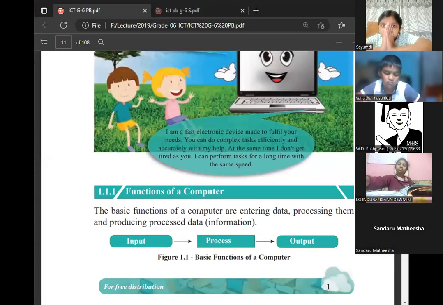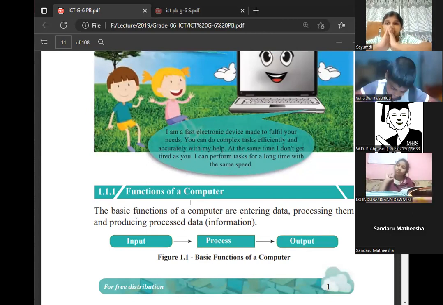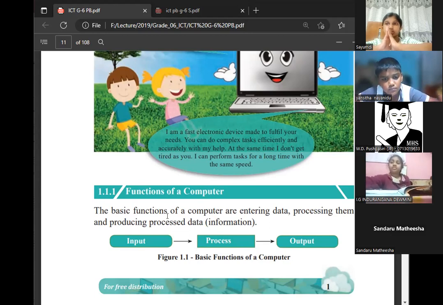Now here, function of a computer. What does computer do? The function of the computer is what? Input data. So once we input data, it gets them and processes them and it gives us the output, right? So input data means we have to give some instruction to the computer. According to the instructions and data we have input, the computer is going to process them. Then after that, computer gives us output as information. So input, process, output is the main function that computer does.